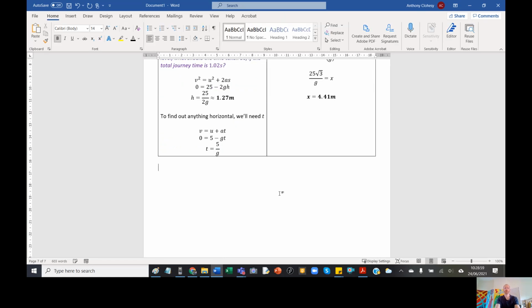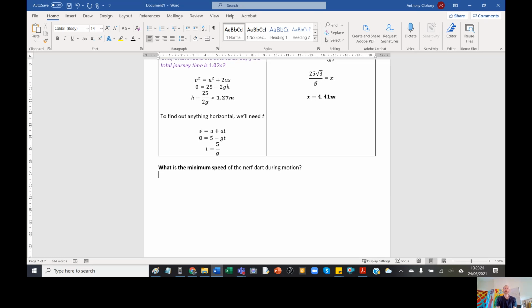Bonus question. What is the minimum speed of the Nerf dart during motion? Now, there's a couple of common misconceptions here.